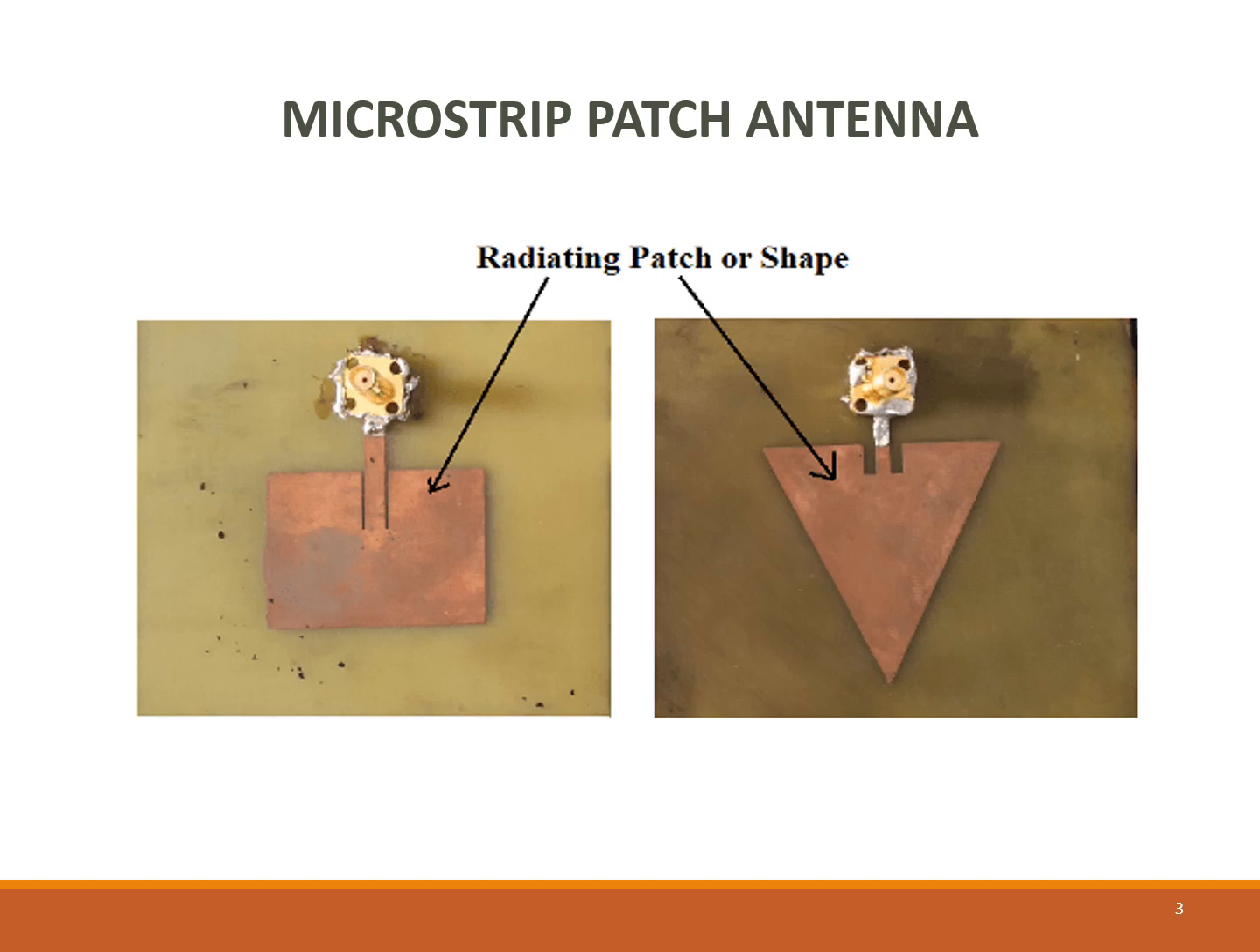So in short, in the case of a microstrip patch antenna, on one side you will have a metallic patch, on the other side you will have a ground, and in between them you have what is called the substrate.